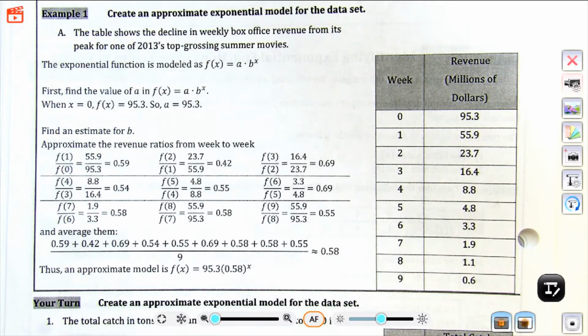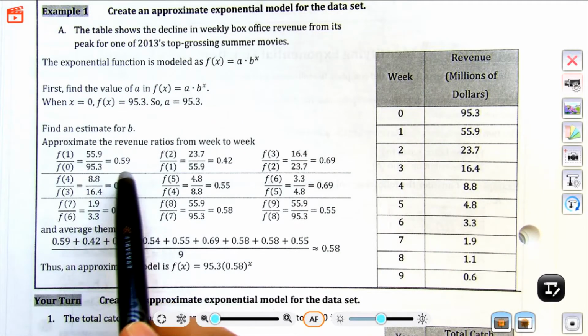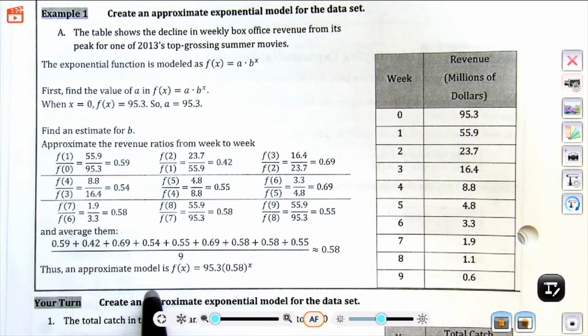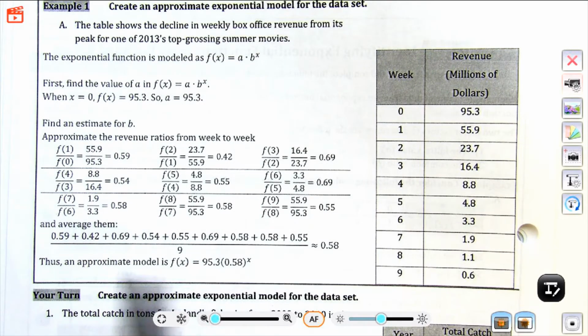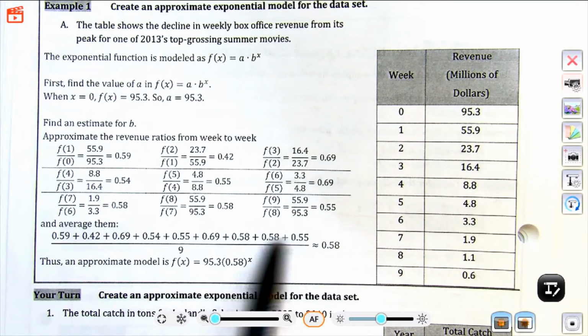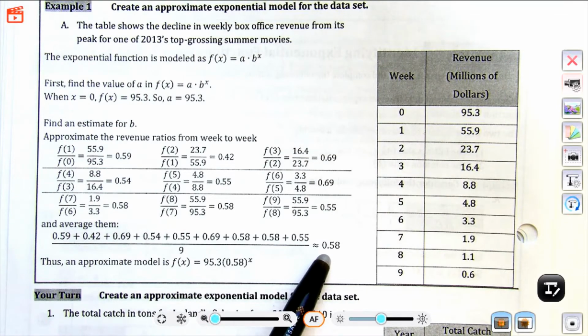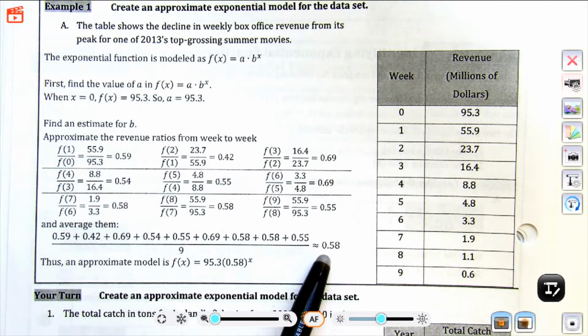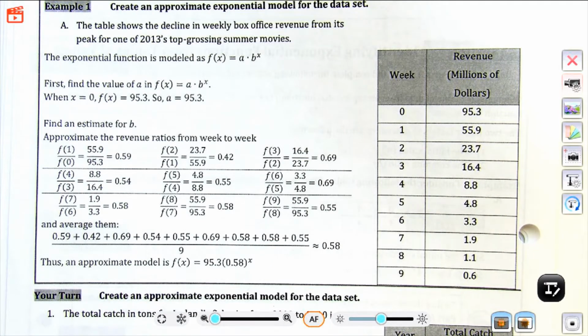And remember, to take the average of something, you take the sum of all these values and divide by the total number of values. So because there were 9 numbers, we add the 9 numbers and divide by 9, and then we get the average, which is 0.58. So this is the average common ratio, and that is going to be the B term. So when you're creating an approximate model for this exponential function, A is 95.3 and B is 0.58.